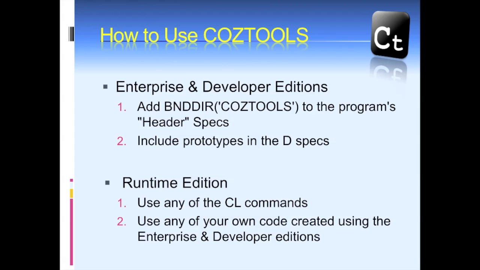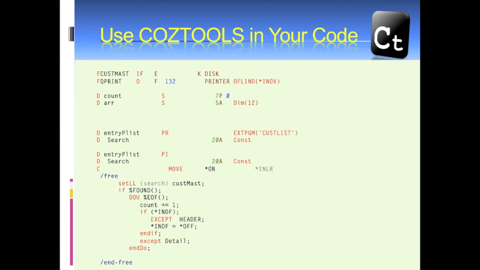If you're using only the Runtime Edition, you can of course put any of the CL commands that are in the product into your own CL programs and compile them, and they will work even if you only have the Runtime Edition licensed. What you can also do is create your own CL commands or programs that your other applications can call that leverage the features in Cozzi Tools. And you can do that if you have the Enterprise or the Developer Editions available. So let's look at an example.